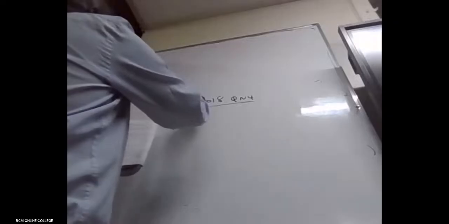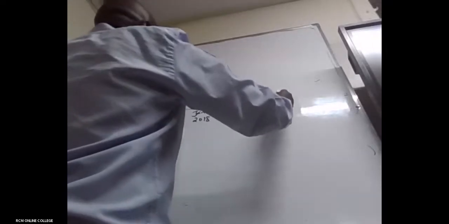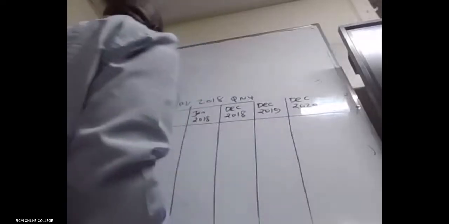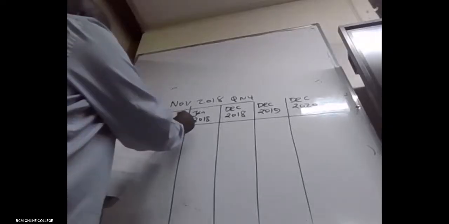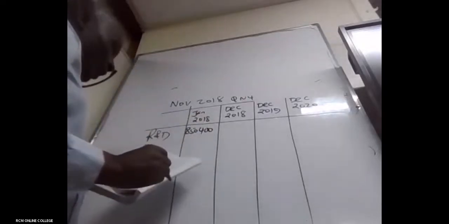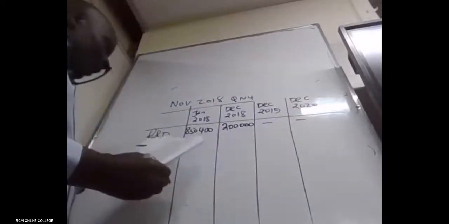Very easy. So you come here and make this table: first January 2018, then December 2018, then December 2019, and then December 2020. You start with research and development. So research and development, you can see here they were 850,400. Is that okay? 850,400. Here we are 200,000. Nothing there, nothing there. That's research and development.